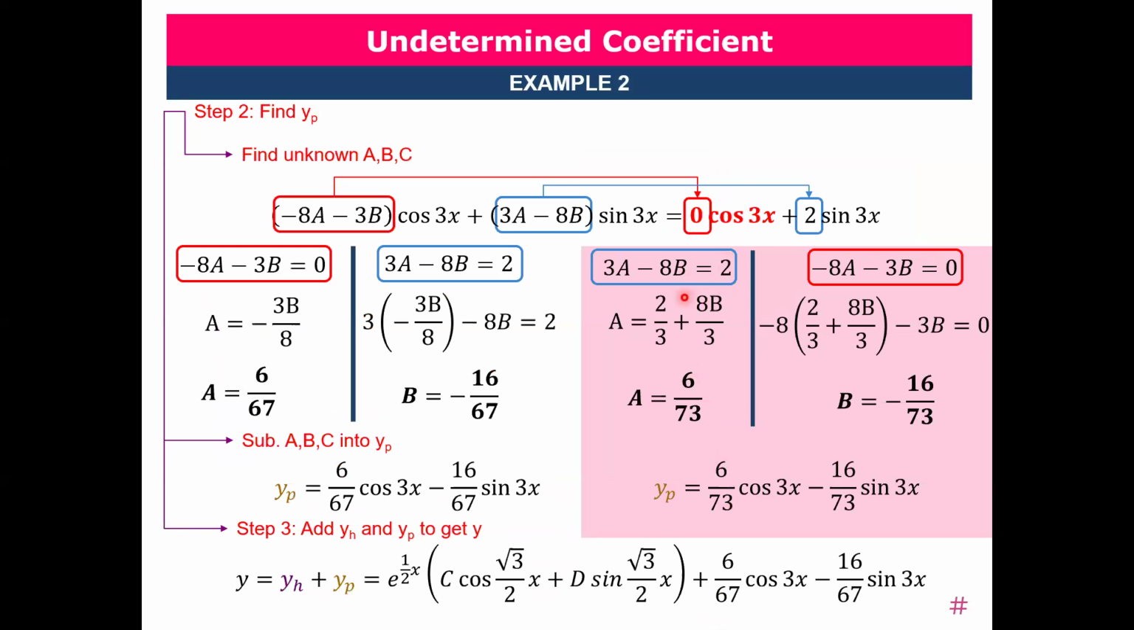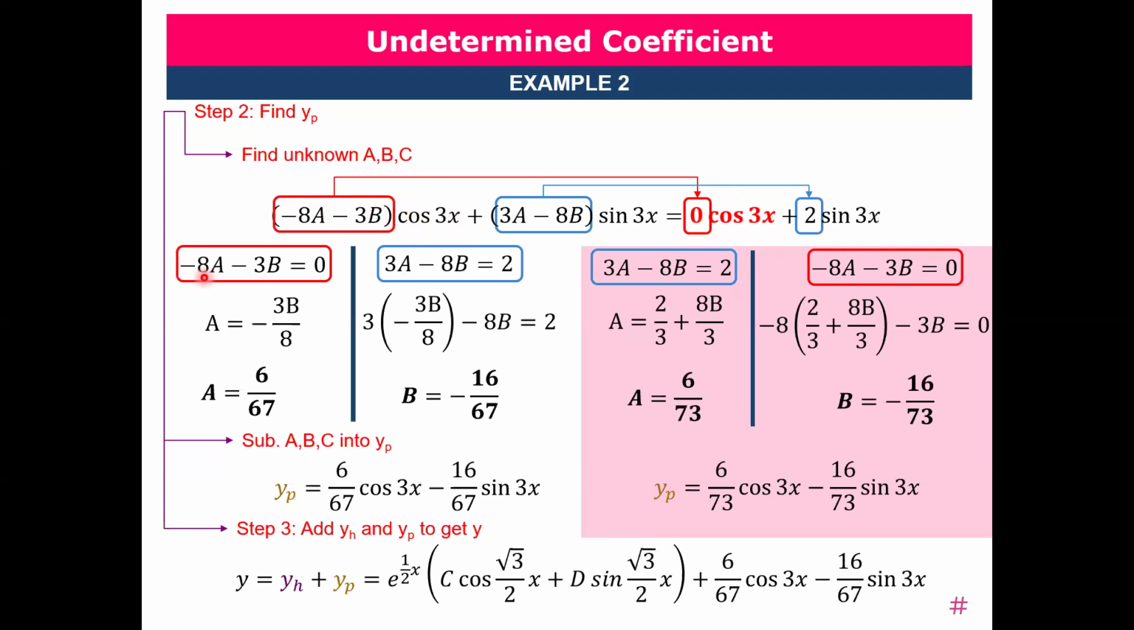After rearranging, I've added a new term here, which is 0 cos 3x, because actually there is an invisible cos 3x function here, but the coefficient is 0. That's why it appears 0. We do this so that we can compare the coefficient in front of cos 3x over here to 0.